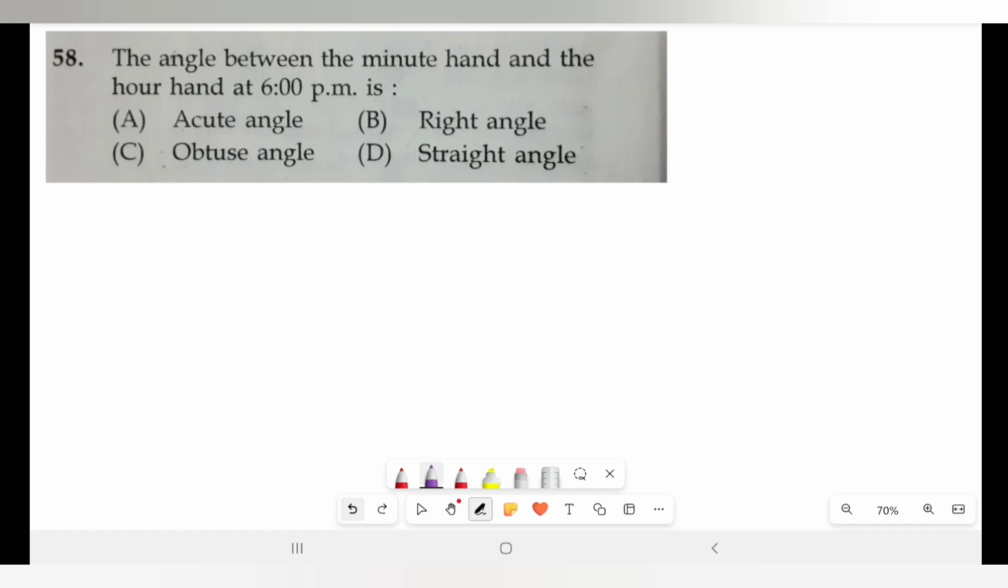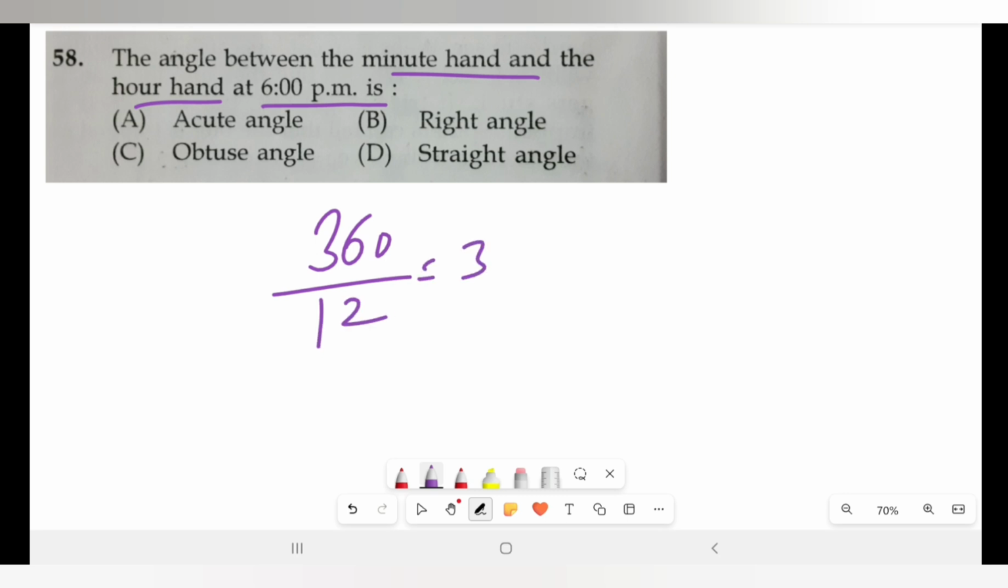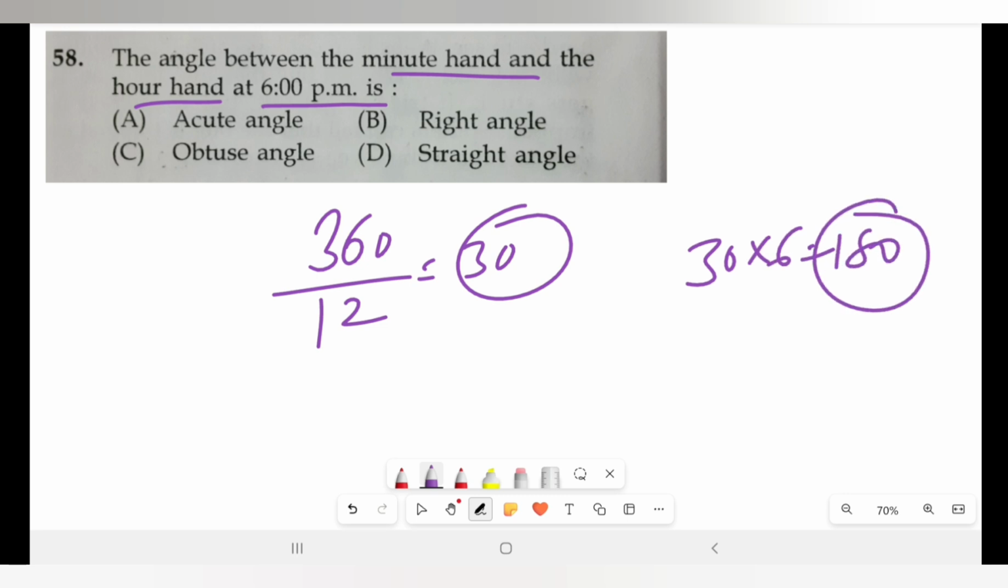Here in this question, the angle between the minute hand and the hour hand at 6 p.m. is. Here any teacher or lecturer can teach like this: 360 divided by 12 is equal to 30 degrees. So for 1 hour it is 30 degrees. For 6 hours it is 30 into 6, which is equal to 180. So 180 degree is the straight angle. This is how a teacher can teach.